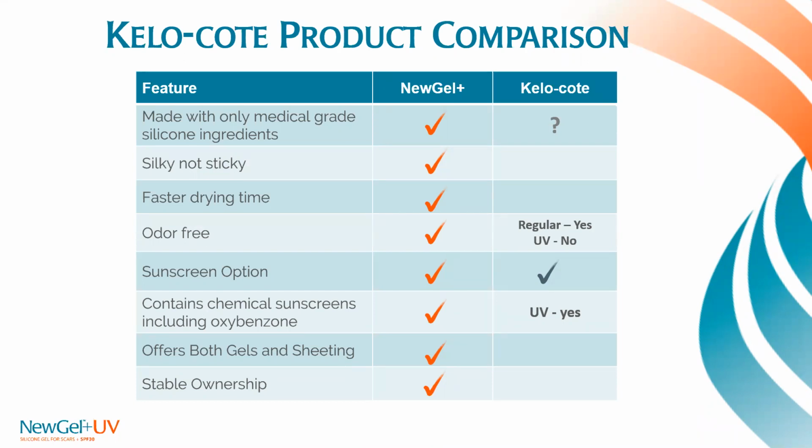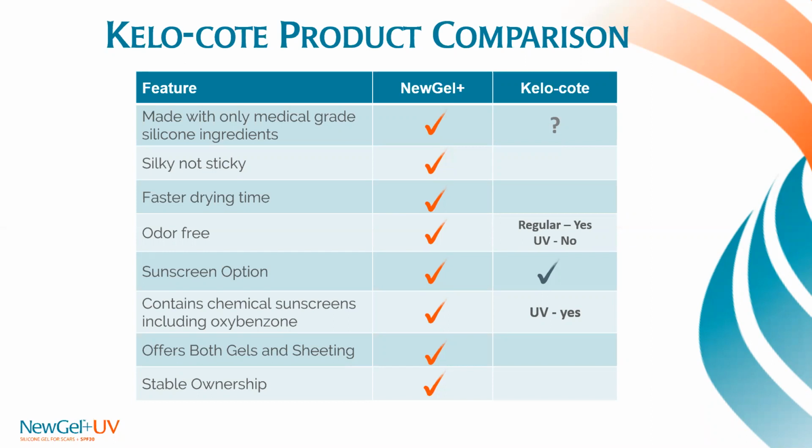NewGel has that silky matte texture. It's not sticky and wet. It takes much longer for Kelacoat to dry than NewGel Plus. It is odor-free, where the Kelacoat regular gel is also odor-free, but their UV product has a strong suntan lotion or sunscreen smell to it.